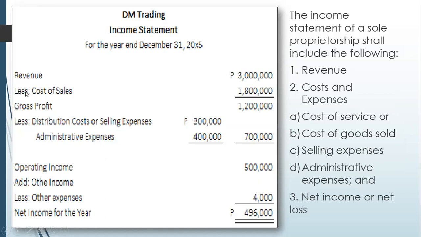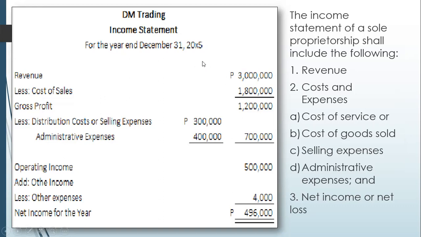So, ililess nyo po yung cost of sales. So, 3,000 minus 1,800. So, automatic gross profit is 1,200. Okay? So, gross profit. So, positive pa rin siya. So, mag-flow pa rin po ang ating income statement. Then, less po natin yung cost of service or cost of goods sold. So, iniless nyo po. Distribution cost or selling expenses. So, 300. Then, yung administrative expenses.